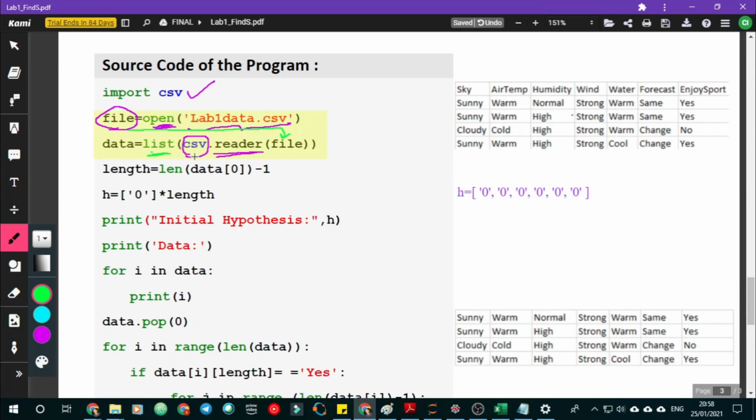So what is it exactly? csv.reader(file) will fetch only the content of the file. And what we are doing here is converting the whole content into a list.